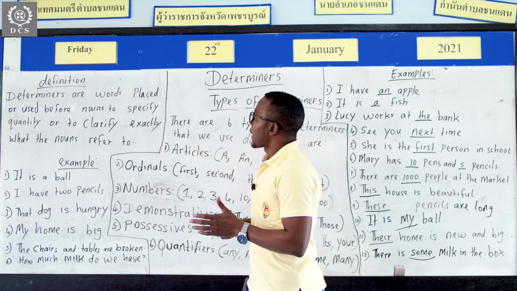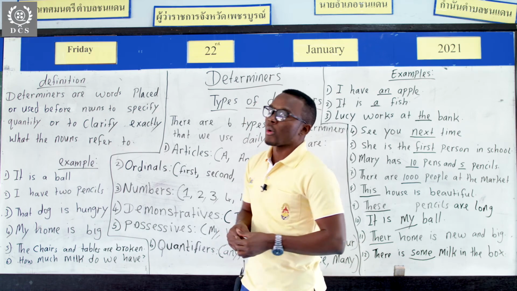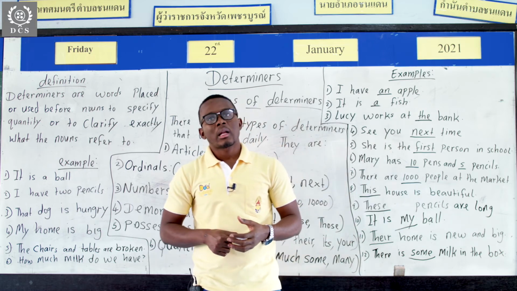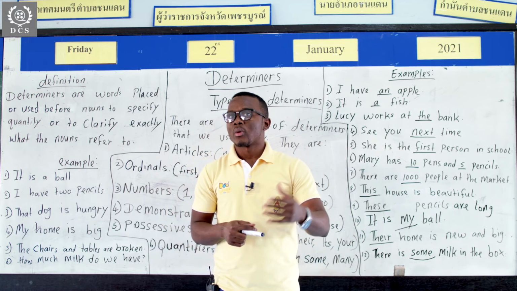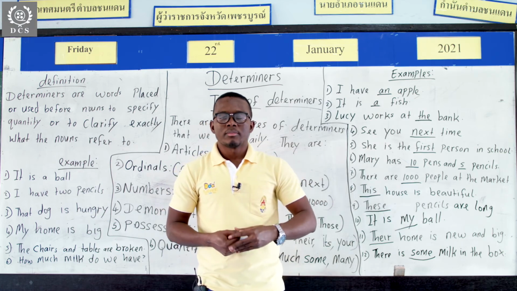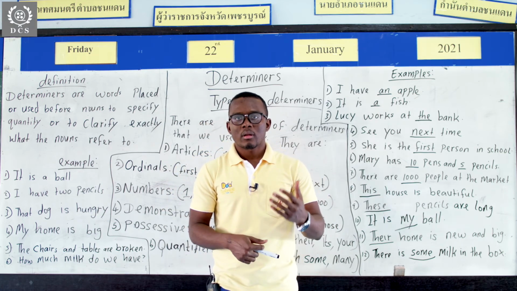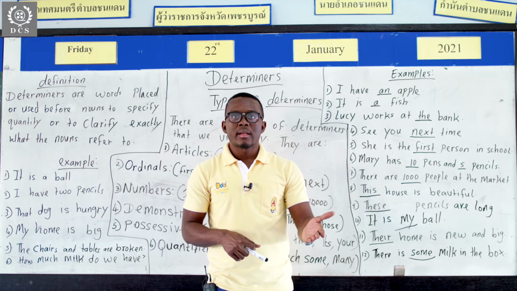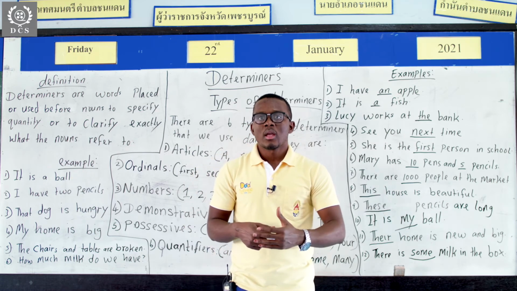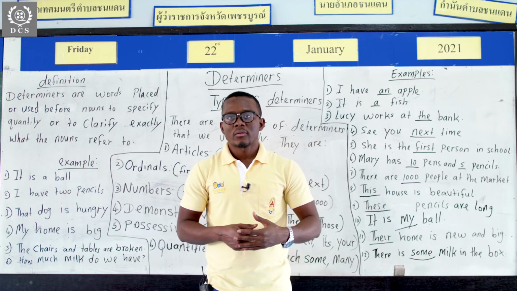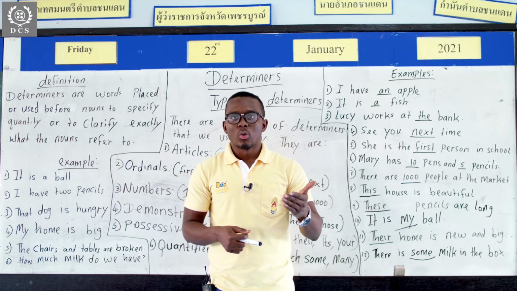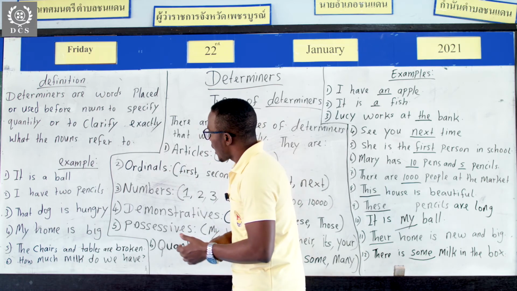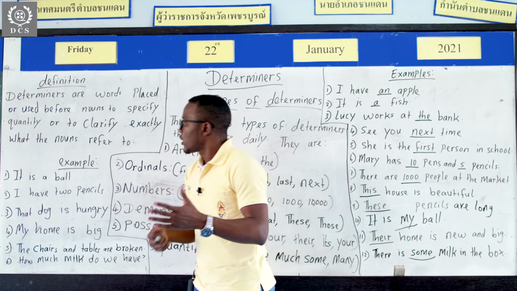Determinants are words placed or used before nouns to specify quantity or to clarify exactly what that noun is all about. So one more time, determinants are words that are placed or used in front of nouns to specify quantity. And here we have some examples of determinants.